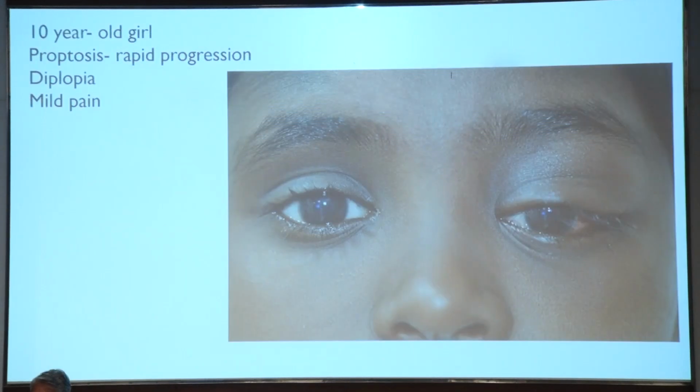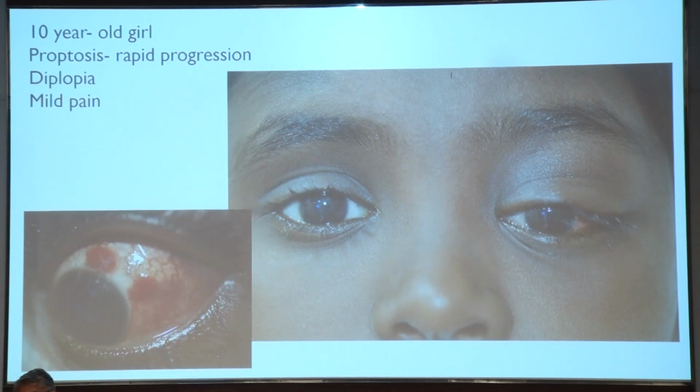So this is yet another case, a 10-year-old girl, proptosis, rapid progression, diplopia, mild pain. Again diagnosed as a case of orbital cellulitis. Does it look like orbital cellulitis? Not really, right? She was seen in a government hospital, and they were doubtful that it doesn't look like an orbital cellulitis, and this is how it looks. There is so much subconjunctival hemorrhage. What does that mean? That there is a lot of vascularity. Whatever is growing has lots of vascularity, and it's actually causing subconjunctival hemorrhage.